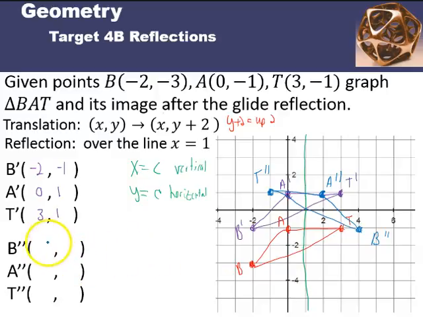Now we write the coordinates down. So B double prime was 4, -1. A double prime was 2, 1. And T double prime looks like -1, 1. Okay, good.